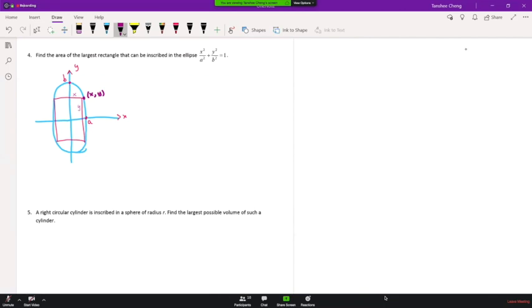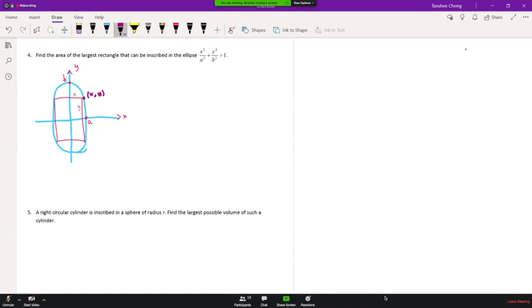So for example 4, we want to find the area of the largest rectangle that can be inscribed in the ellipse. The ellipse is not a specific ellipse, it's in general. So we're going to assume it's a vertical ellipse. It could be horizontal, but it doesn't really matter. What we are interested in is the largest area of the rectangle that can be inscribed.